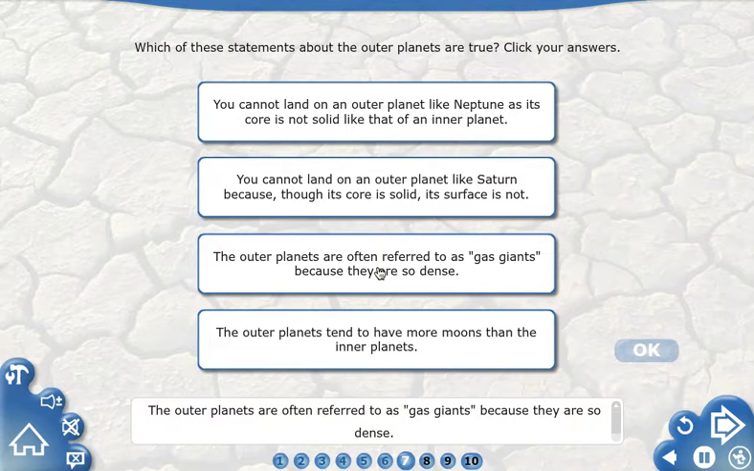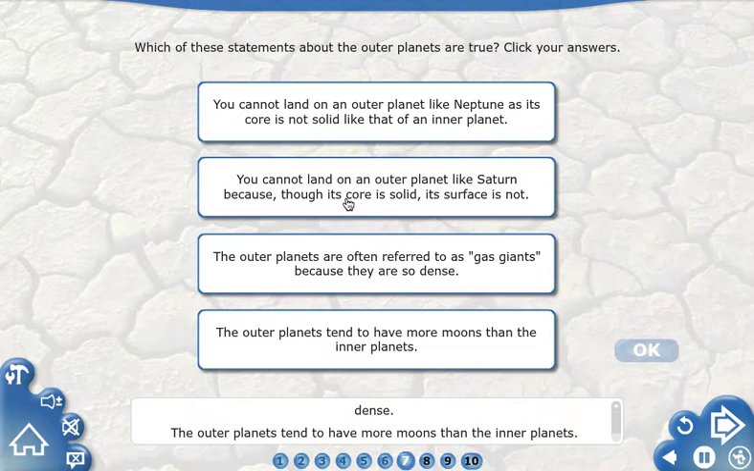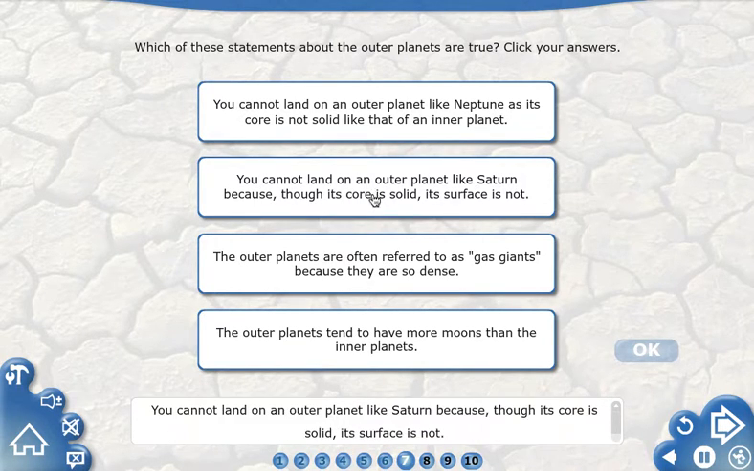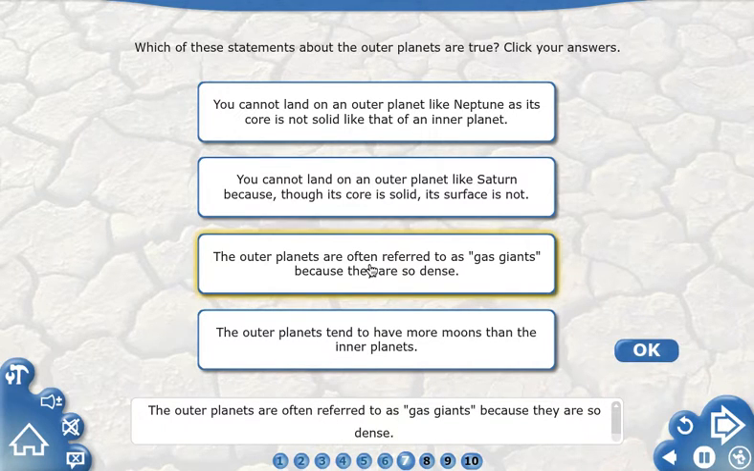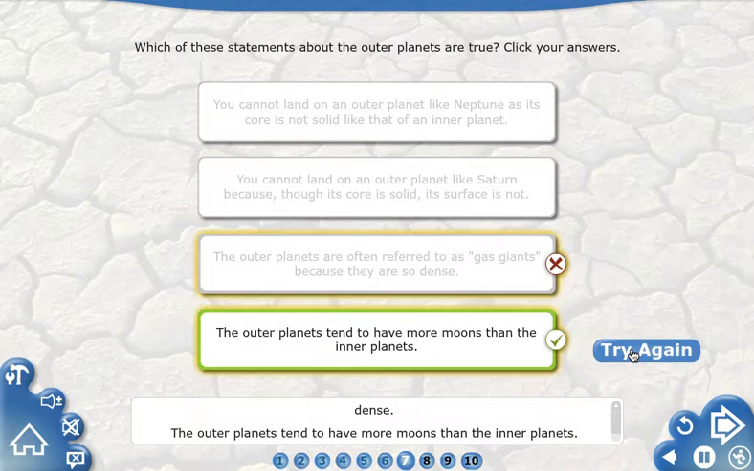The outer planets are often referred to as gas giants because they are so dense. The outer planets tend to have more moons. You cannot land on an outer planet like Saturn because, though its core is solid, its surface is not.